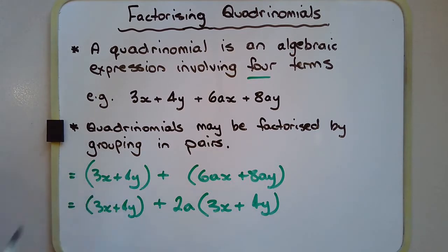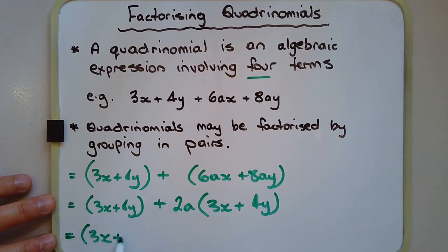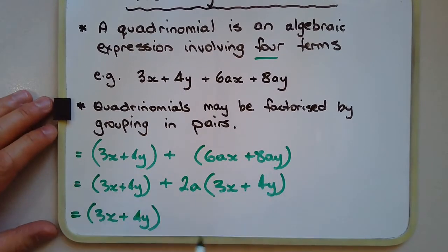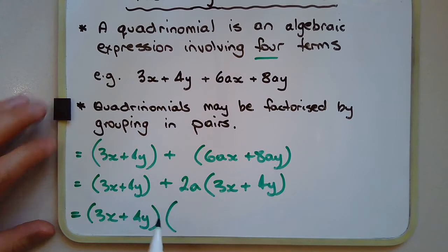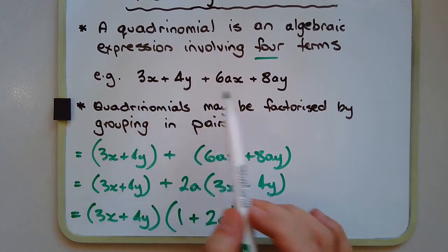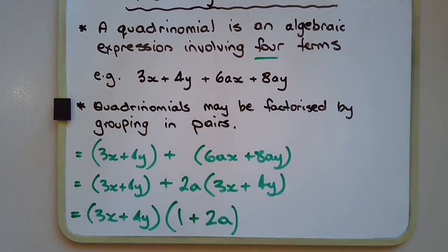Taking both of them out, we can take this out as a common factor, in fact. So 3x plus 4y, we can take that out as a common factor first. It's like you're dividing both of these terms by 3x plus 4y. And that leaves behind one lot of 3x plus 4y and 2a from the other pair of terms. So the factorized quadrinomial is 3x plus 4y outside of 1 plus 2a. If you expanded that using the extended distributive law, you should end up with 3x plus 4y plus 6ax plus 8ay. And of course you would.